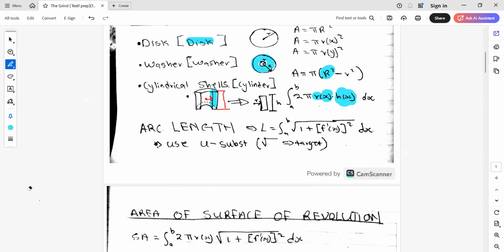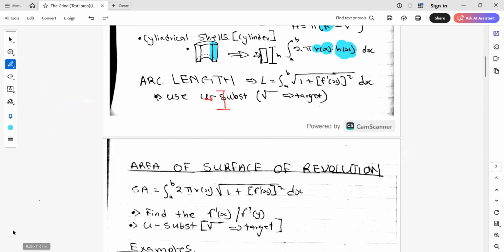Okay. So let us move on to the arc length. Nothing authentic about the arc length. The thing that you have to remember is the procedure, right?